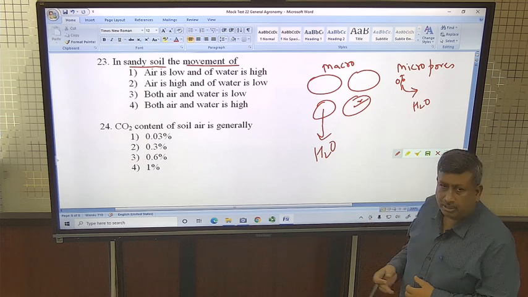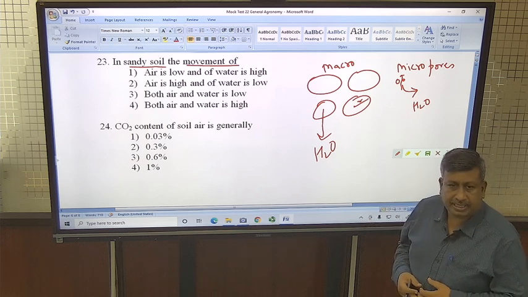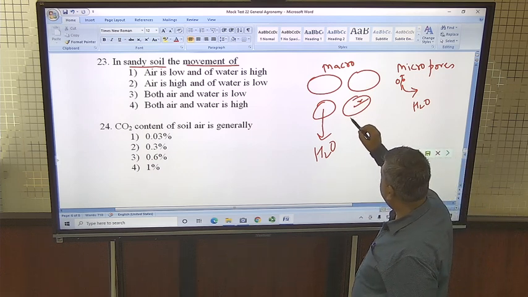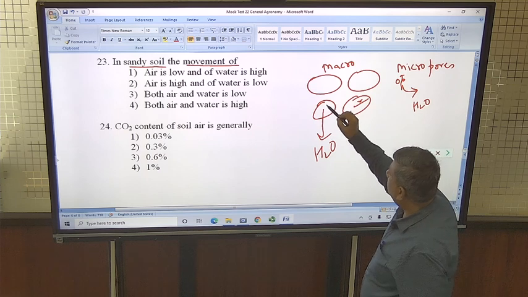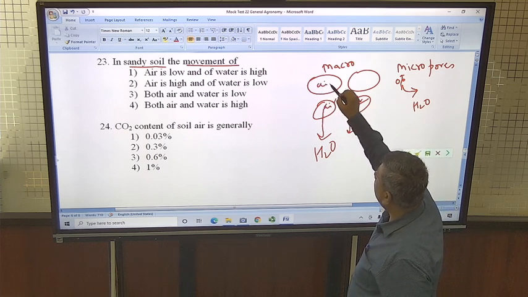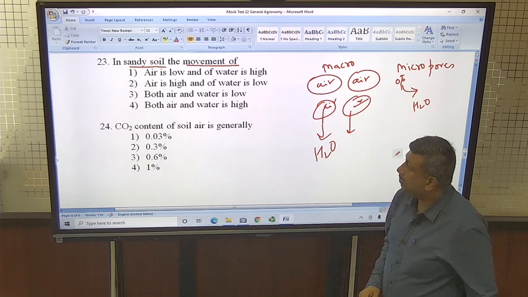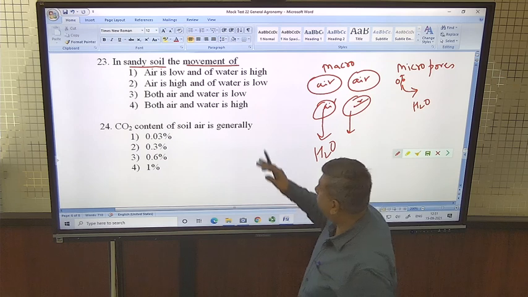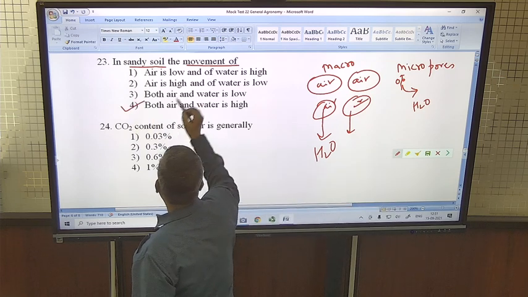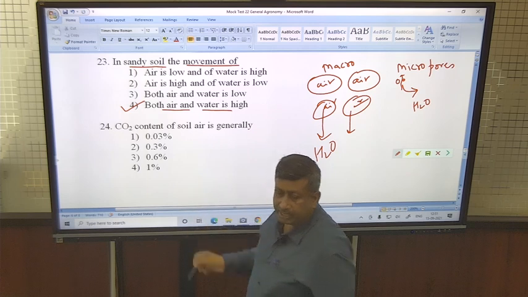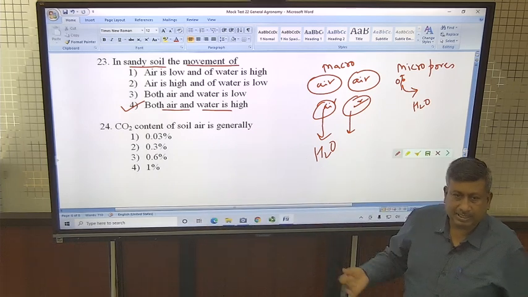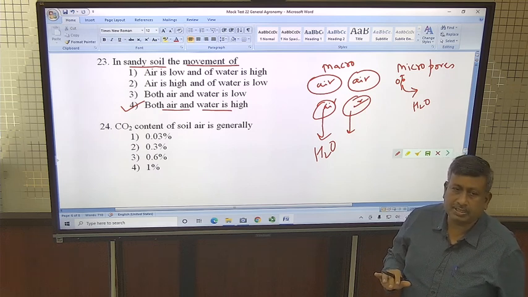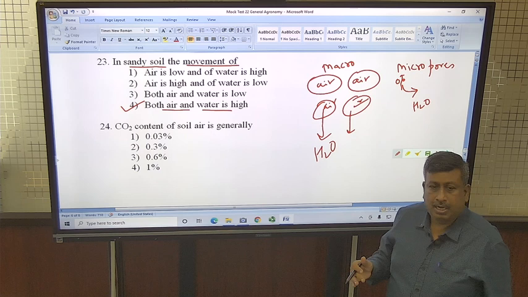The force required to retain moisture against gravitational force is less in macropores, and that's why they drain water very easily. Air can also move easily in these macropores. So, in macropores the movement of water as well as air is very high. Here the correct option is that movement of air and water is high. So, there is more aeration in sandy soil, but the problem is that movement of water is also high. So, moisture availability in sandy soil is less, but aeration is high.